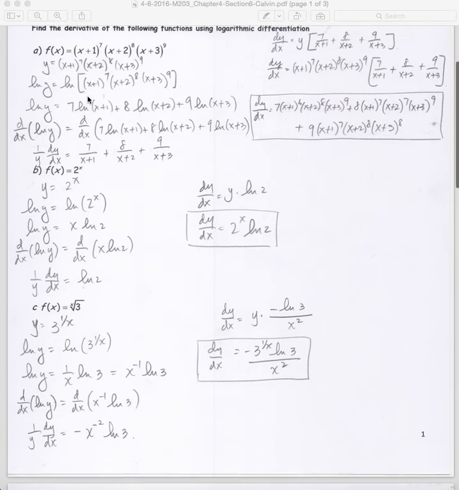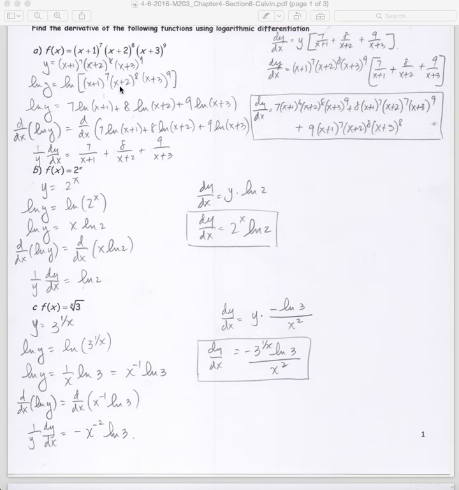So what I'm going to do is take the 7 and drop it down as the coefficient, and apply the natural log to x plus 1. This is also assuming that x is greater than 0. If not, we would have had to throw in absolute values, but I'm making that assumption for this problem. Because x plus 1 to the 7th is being multiplied by x plus 2 to the 8th, it's going to be plus, because it's multiplication. This 8 then drops down.